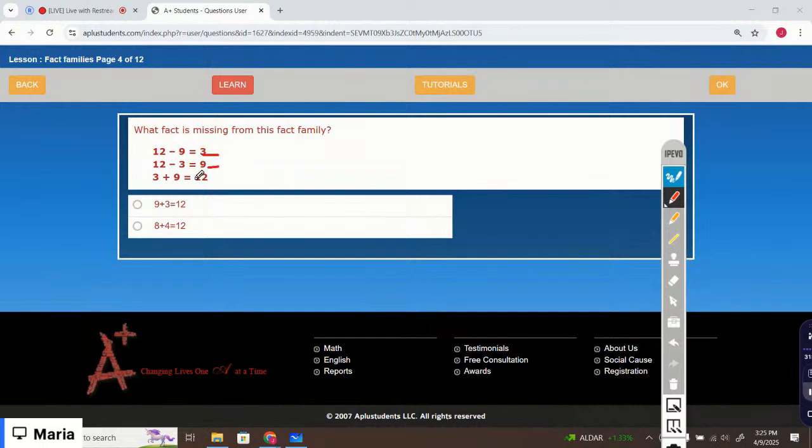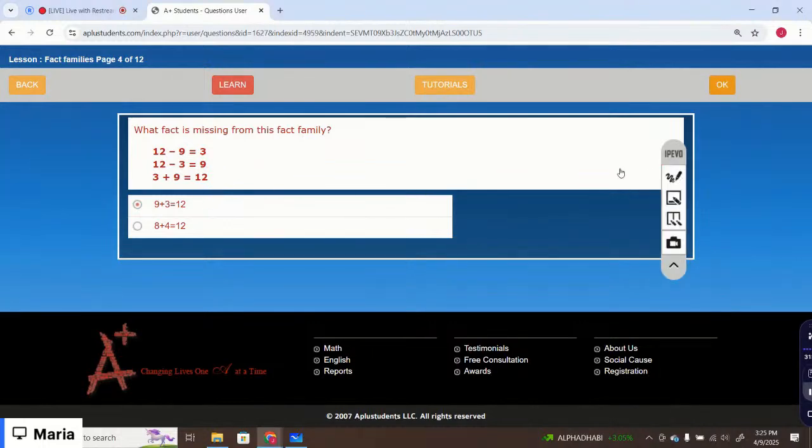So we are given two of the subtraction sentences and one addition sentence. That means you are missing the other addition sentence. So which is the addition sentence you are missing? That is 9 plus 3 equals 12. Option number 1 is the correct option.